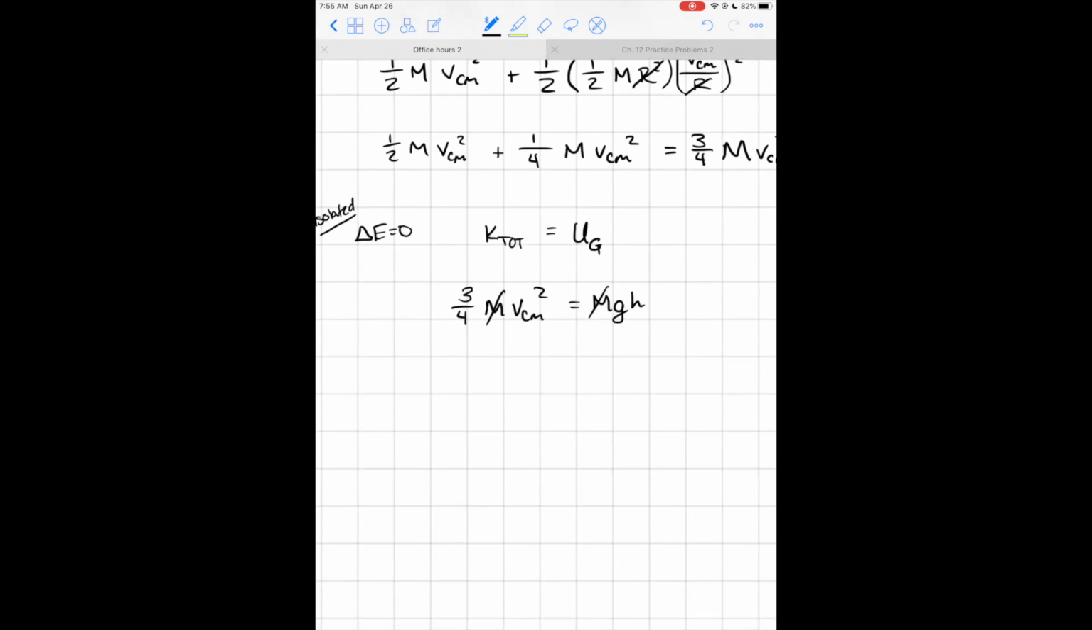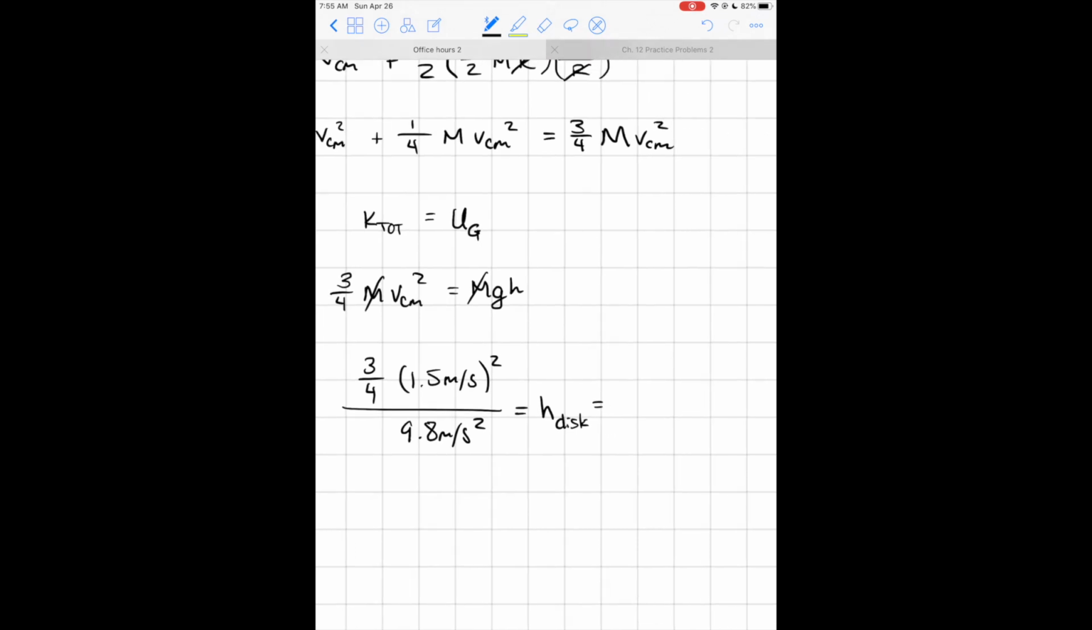And I'm solving for height here, so I'm going to say 3/4 times this 1.5 meters per second quantity squared over 9.8 meters per second squared. That will be my height of the disk. And what do I get? I get 0.17 meters.